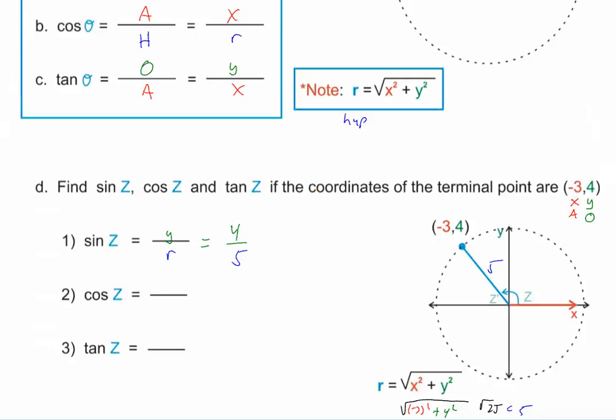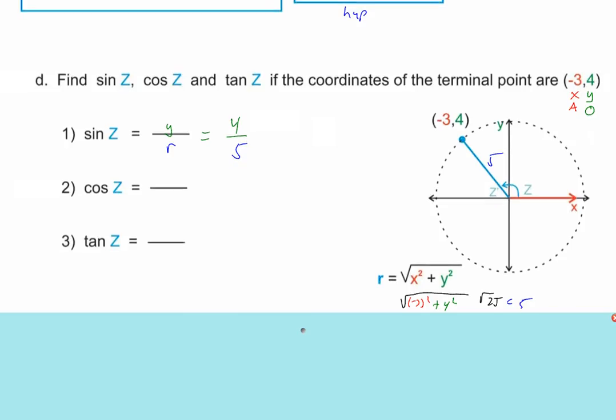All right, so it's just a different way of thinking. So we went through this first example. We had a terminal point of -3, 4. Therefore, we were able to do the sine by y over r. Y is 4, and r is 5. We used the Pythagorean theorem to figure out that r was 5, although it was a 3, 4, 5 triangle.